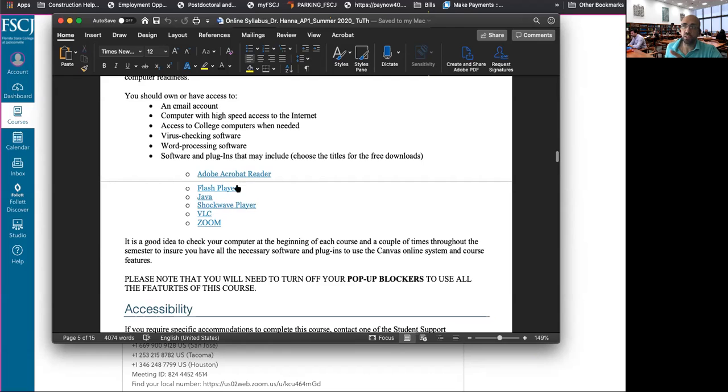I've posted the link on here. Flash Player, Java, Shockwave players. This is for you to be able to access all the different types of graphics that we're going to be using. Also, a very important app that you might need to download is VLC, which runs most of the videos and soundtracks. So VLC, Adobe, Flash Player, Java, and Shockwave. Download those on the computers that you're going to be using to complete this course.